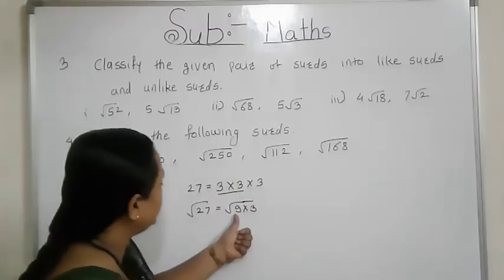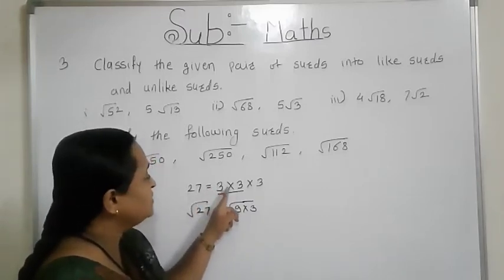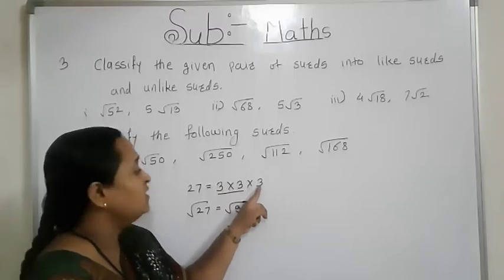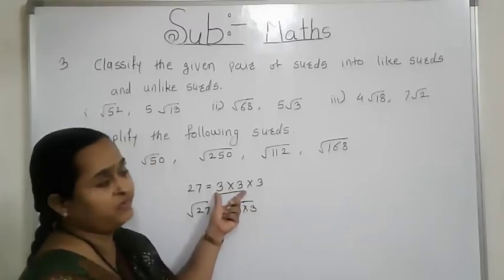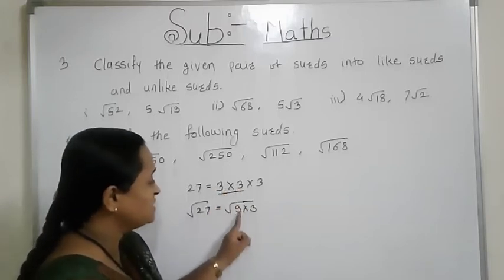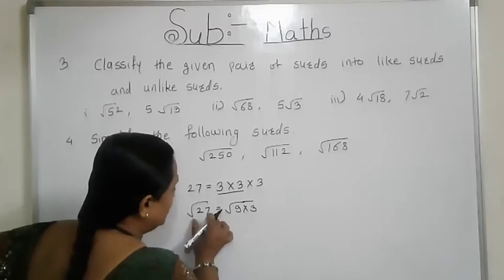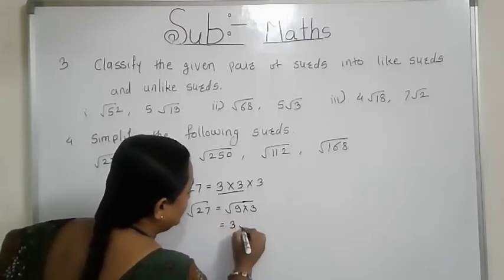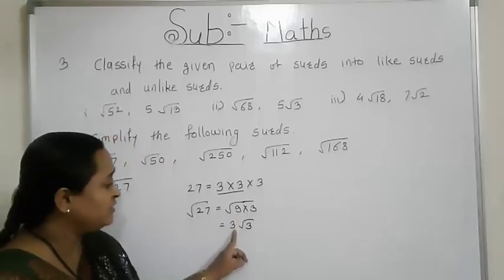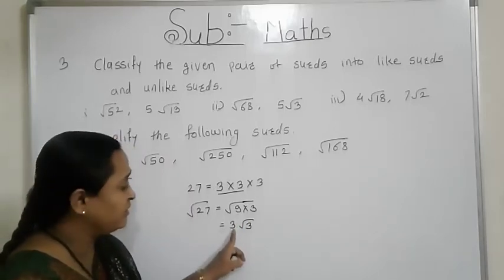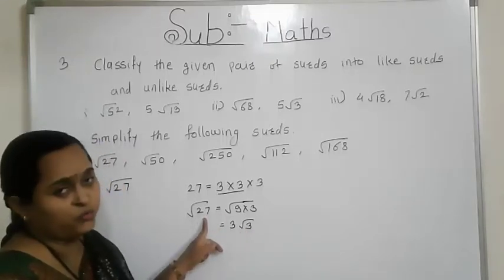Now why have we written 9? Because 9 is a perfect square number. Where we have written factors, 3 multiplied by 3 multiplied by 3, since we are finding the square root, we will take two same numbers. Now 3 into 3 is 9, and this one 3 is there. Then the simplest form of root 27 is 3 root 3. Now the square root of 9 is 3. Then we can take 3 outside here, so 3 root 3. Now this is the simplest form of root 27.